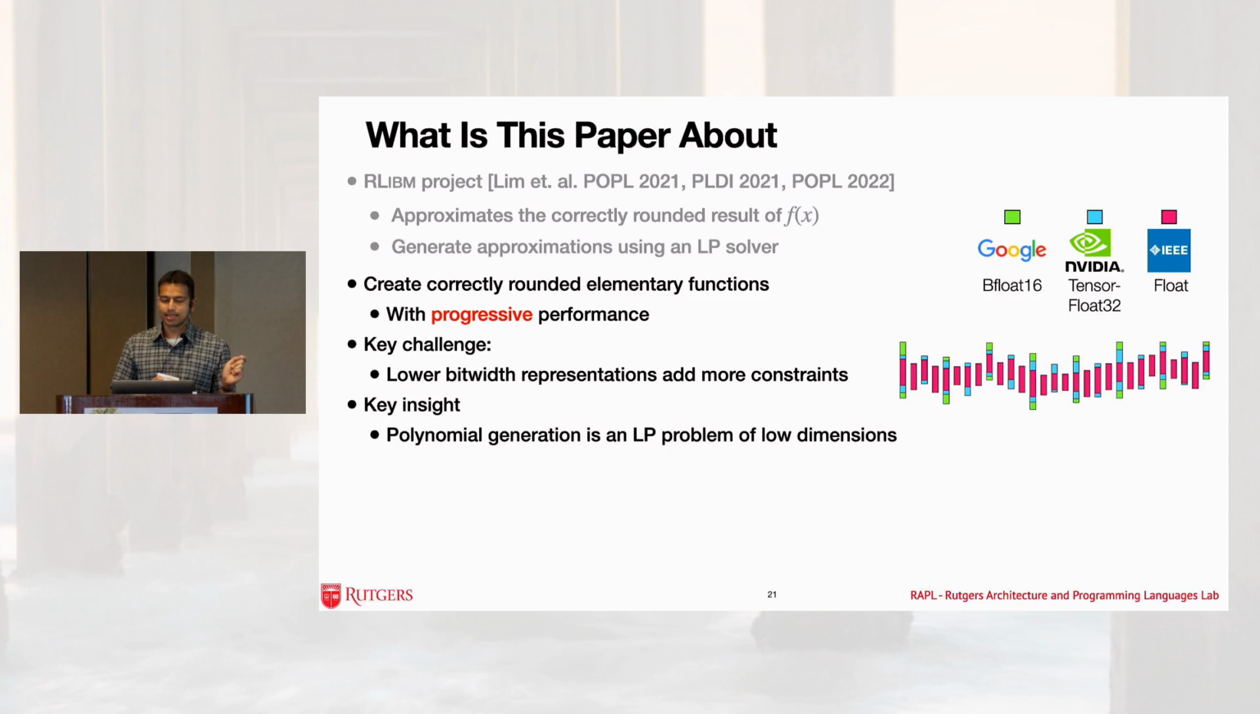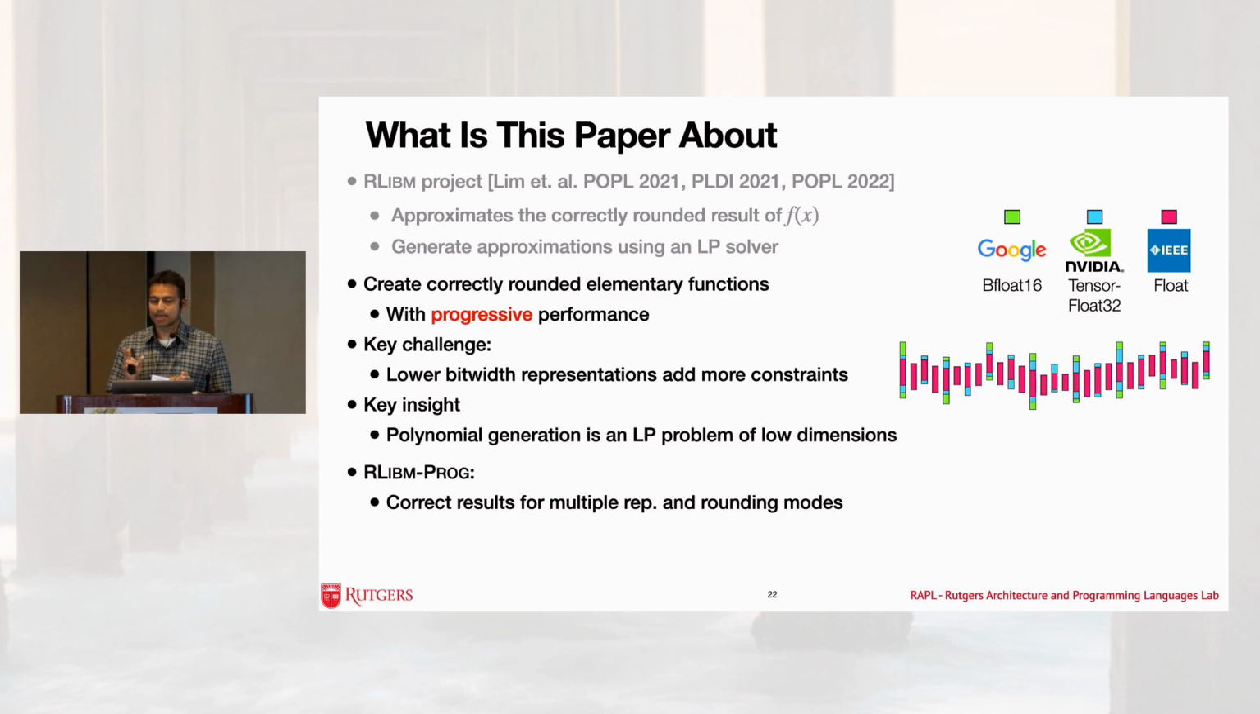Our key insight is that the problem of polynomial generation is a linear programming problem of small dimensions. And I'll talk more about that in just a bit. But the nutshell version is that this means that there are many more constraints than the number of variables in the system. Using this idea, we designed a fast randomized solver for linear programs with billions of constraints and implemented it in RLIBM-PROG, a math library that not only produces correctly rounded results for multiple representations and all standard rounding modes, but that is also faster than all mainstream math libraries.